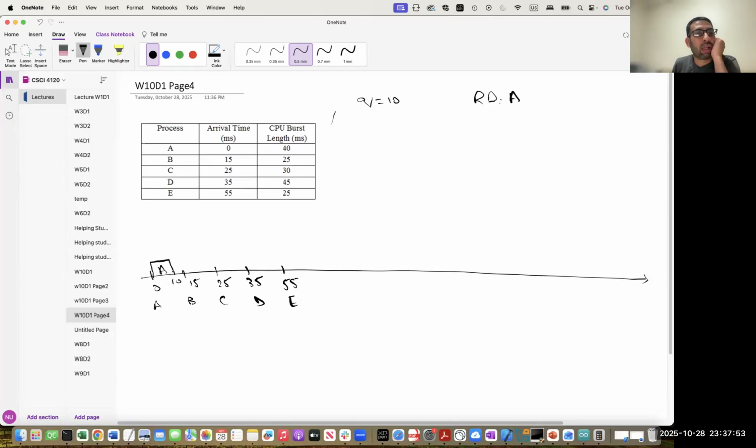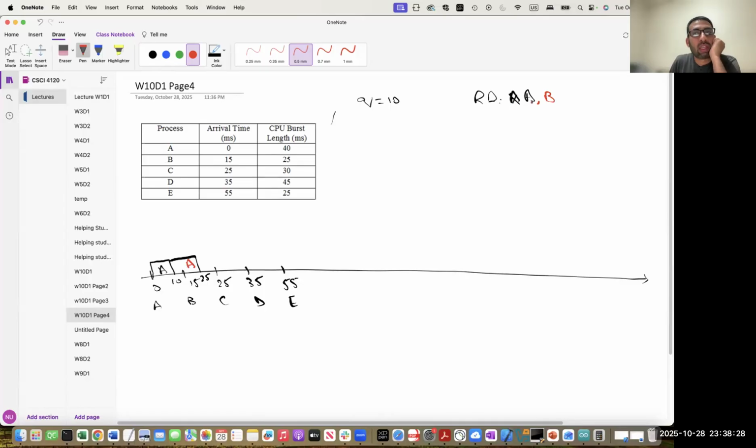So A, and then at 10, I still have no one else in the ready queue. So A is placed back in the ready queue, right? So at 10, I have no other candidate, so I allowed A to run again. So it runs for 10 more time units. Maybe I should use a different color now. So A again, but at 15, B entered the ready queue.